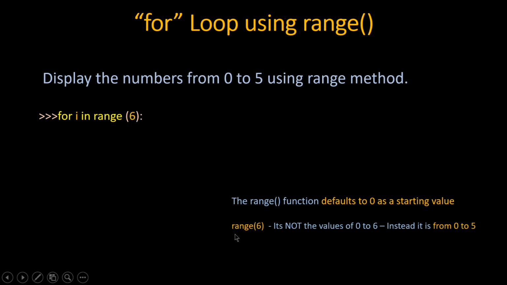Okay, so range(6) is not the values 0 to 6, it's the values from 0 to 5. Then we have printed i, or we have printed the variable. When we execute this whole program, it will give 0 1 2 3 4 5. So let's try to understand the concept with the same example in Spyder.